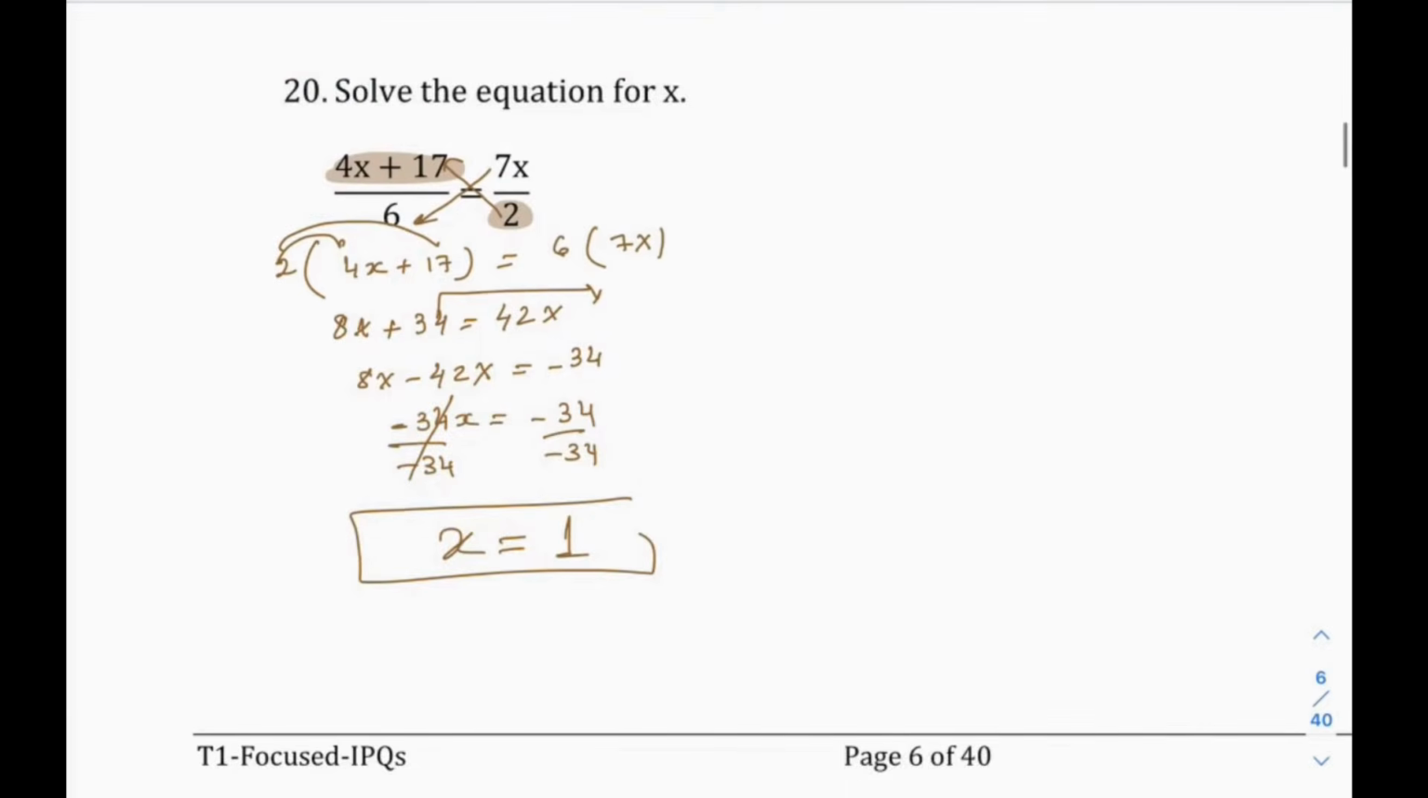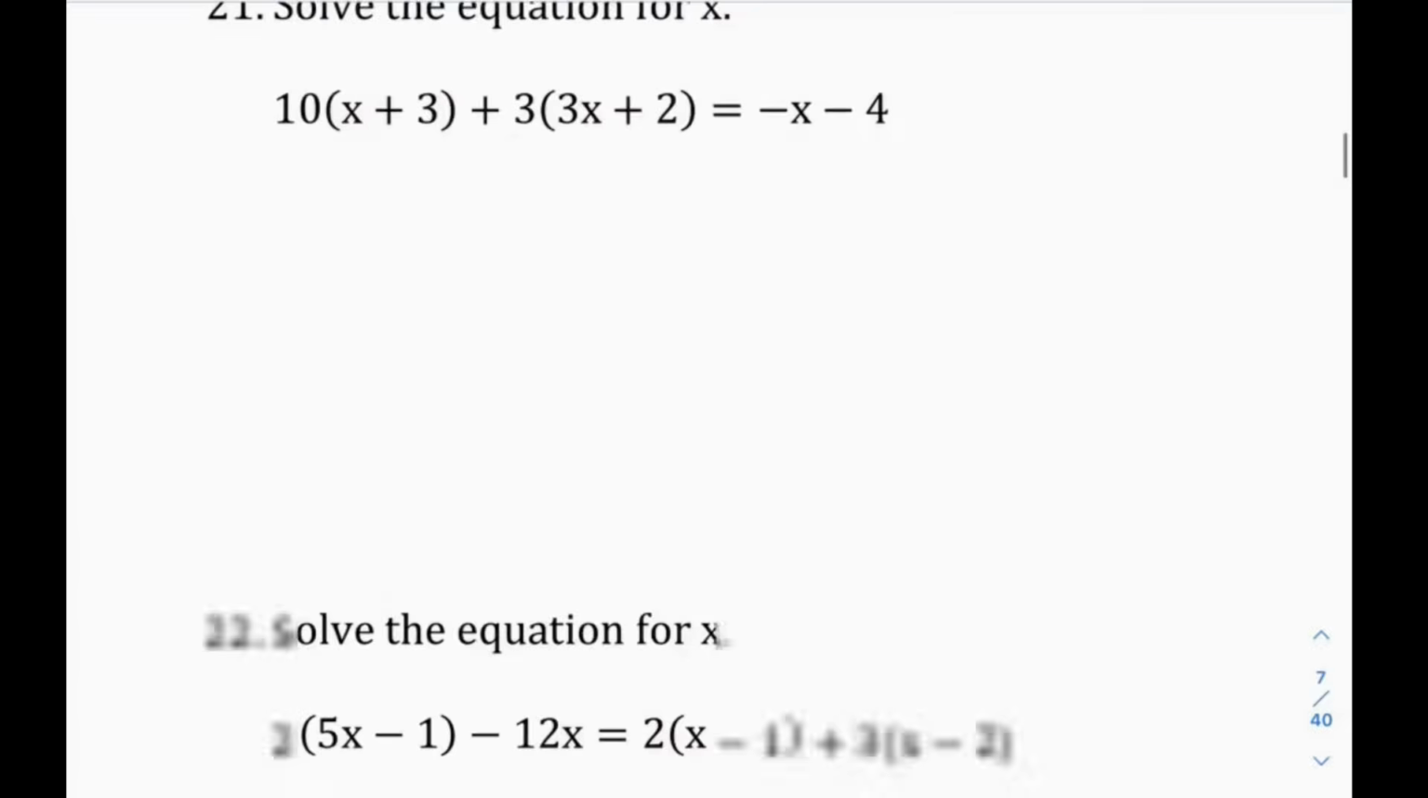This was question 20. Question 21, same ideas. You can try alone now and check with me.